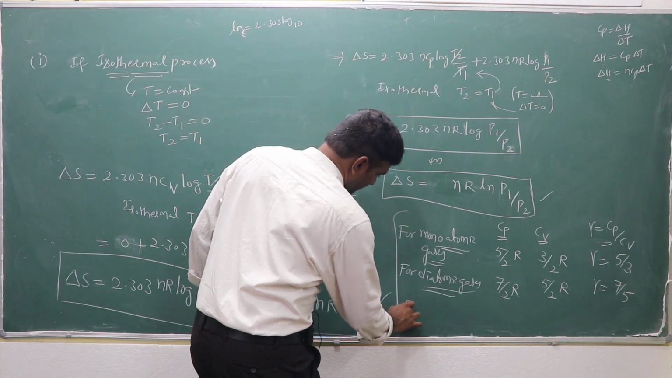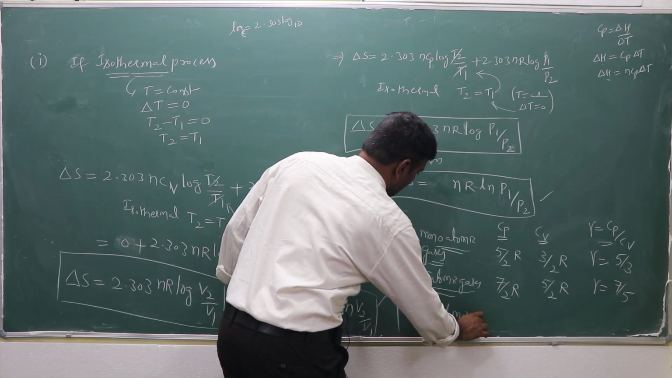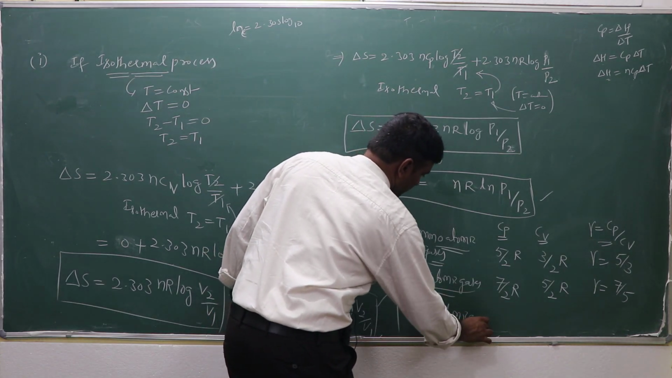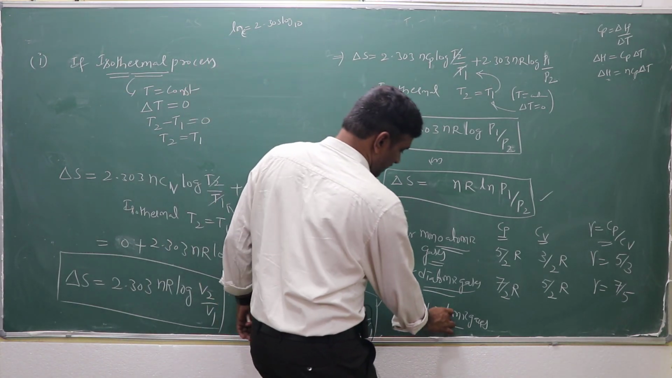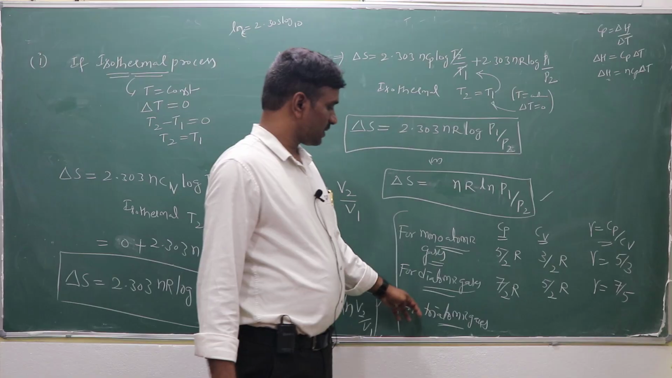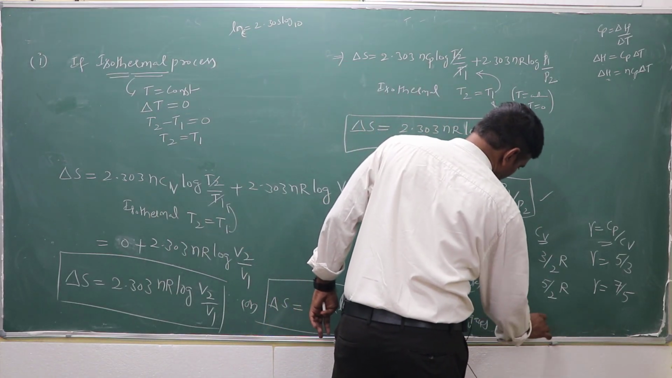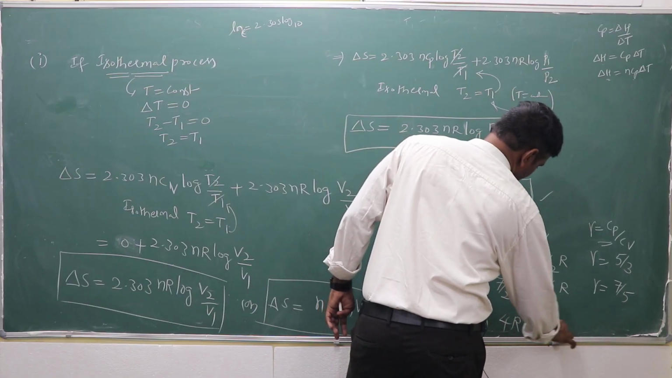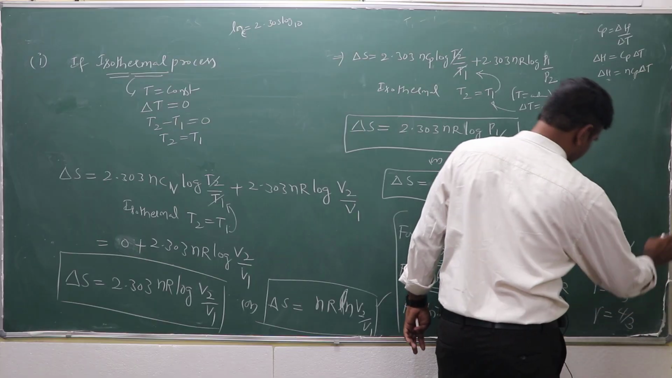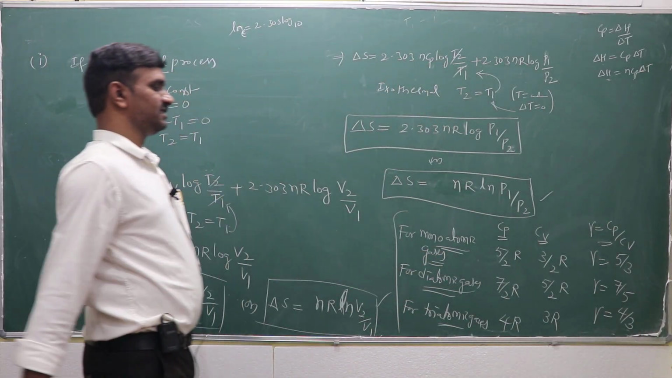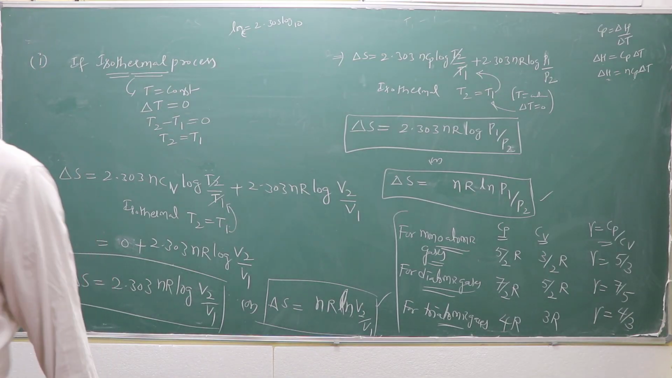Next, for triatomic gases. Diatomic and monoatomic gases, you know that. For triatomic gases, Cp value is 4R, Cv value is 3R, gamma value is what? 4 by 3. Right? These are the Cp, Cv and gamma relations.